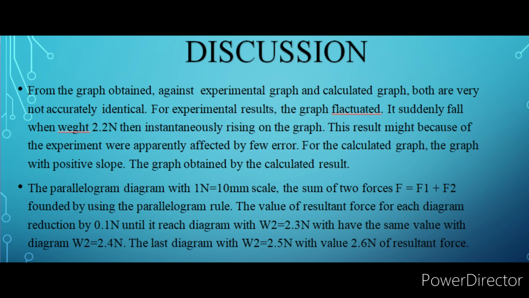Next is the comparison between the experimental result and the calculated result. There are slight differences between the results obtained. The difference might be because of human error during measuring and data gathering during the experiment.